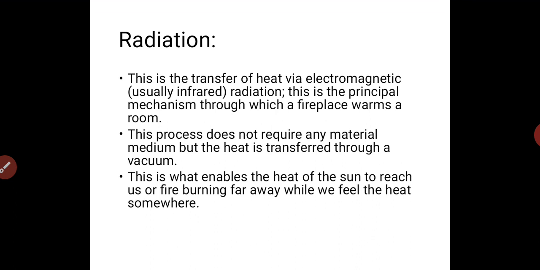An example of this is our oven. A very good example is an oven. The radiation inside the oven makes anything that you put inside the oven hot. We can call this radiation. This process does not require any material medium, but the heat is transferred through a vacuum. A vacuum means an empty space.